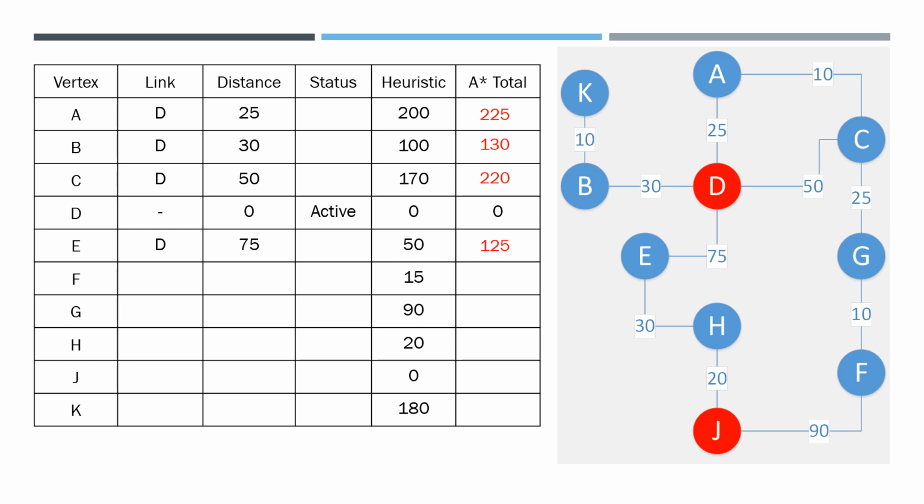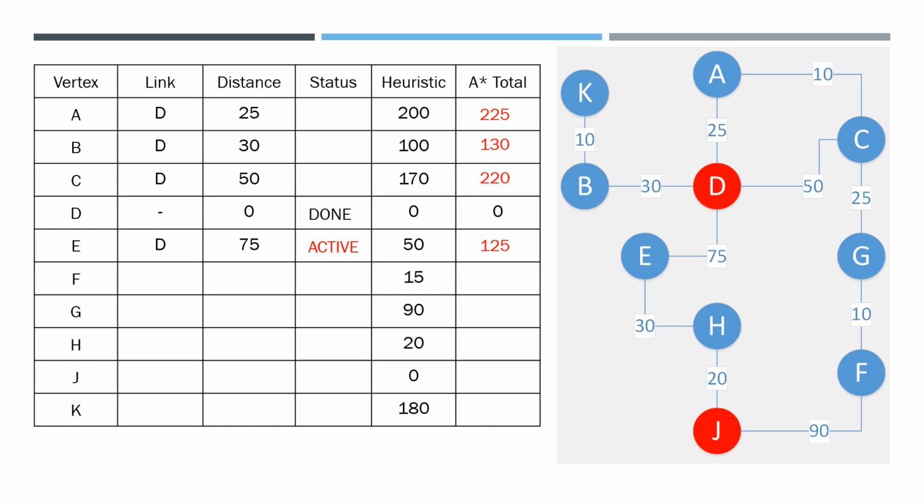Now, instead of choosing A, which has the small value in the distance column, we look down the A star total column and it's clear which has the smallest value, E, because it has a value of 125. It's the smallest value in the A star total column. So E becomes our new active node. All the other nodes up at the top of the table have been eliminated straight away.